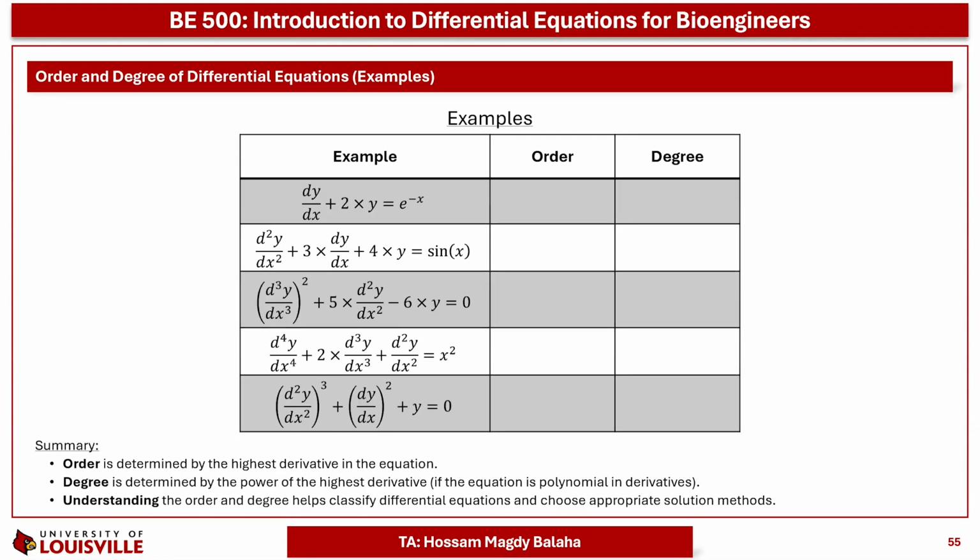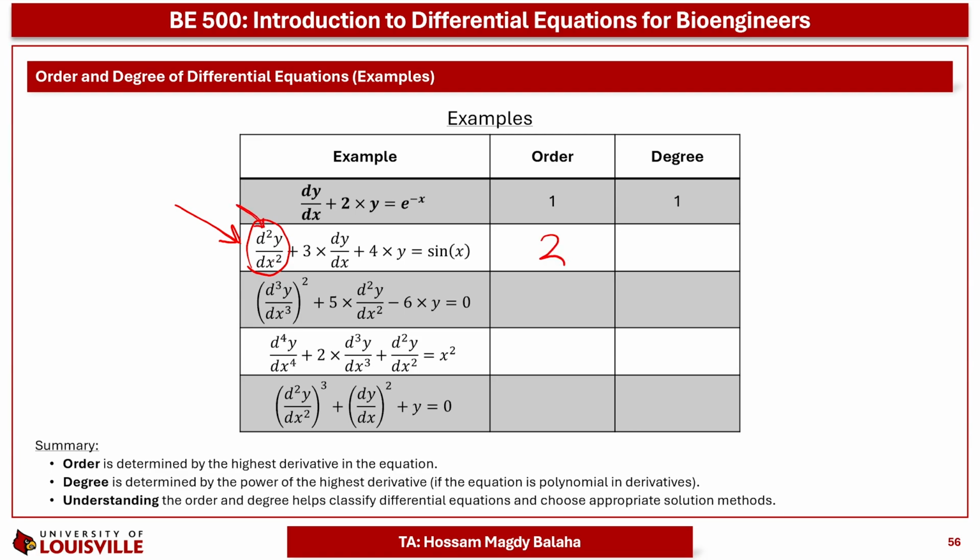Now, let's solve this example. We need to determine the order and degree of each of these examples. In the first example, it's an equation. It has dy by dx, which is the highest derivative. It has a power of 1, so it's a degree of 1. And we have only dy by dx, which is the first derivative, so it's order of 1.